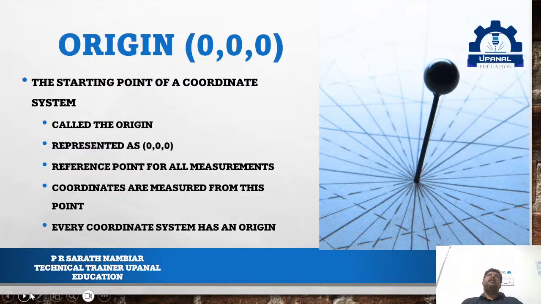For example, if we are just telling what is the distance to Chennai, we should know from where I have to take the measurement, whether it's from Bangalore or Coimbatore or Cochin or Mangalore. We have to know from where the measurement has to be taken. So the initial point where the measurement starts is known as the origin.